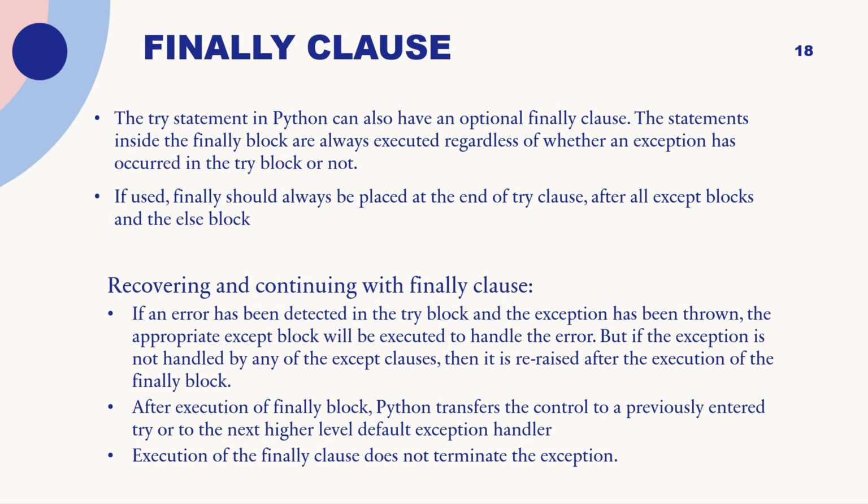So the last one of this chapter here is the finally clause. We have already learned about try, except, and else blocks. Now this is the last type of block which we will use in handling exceptions. The try statement in Python can also have an optional finally clause. The statements inside the finally block are always executed regardless of whether an exception has occurred in the try block or not. If we use a finally clause, it should always be placed at the end of the try clause, after all except blocks and else blocks are placed.